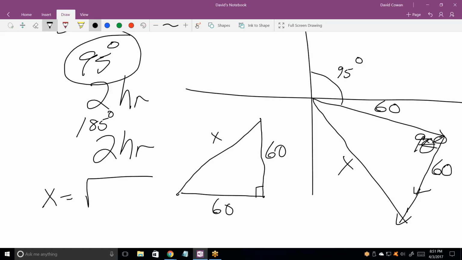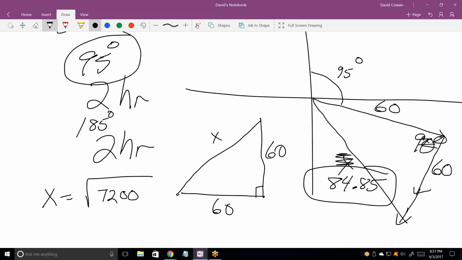So it's the square root of... actually, 60 squared is 3,600. So it's the square root of 7,200. What's the square root of 7,200? 84.85. So that's how far away you are from your starting point. 84.85 knots.